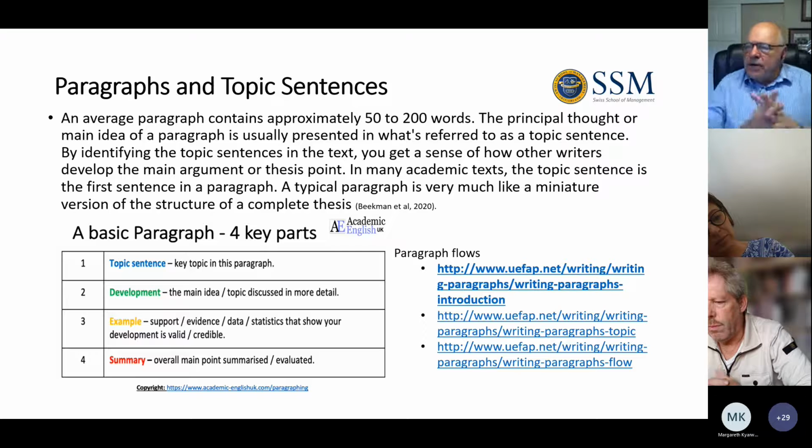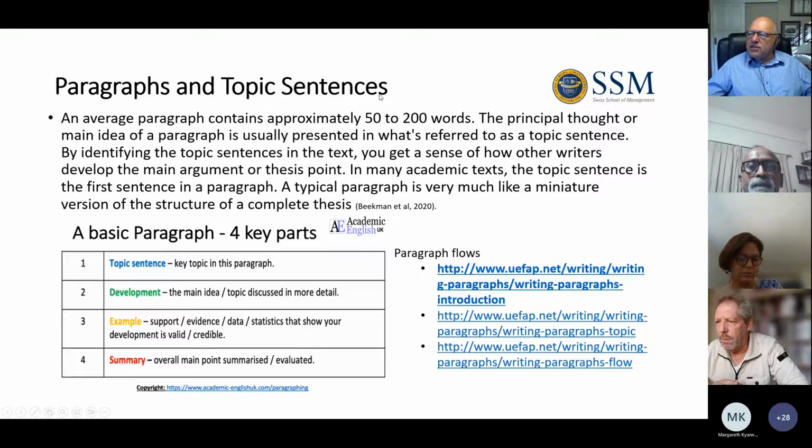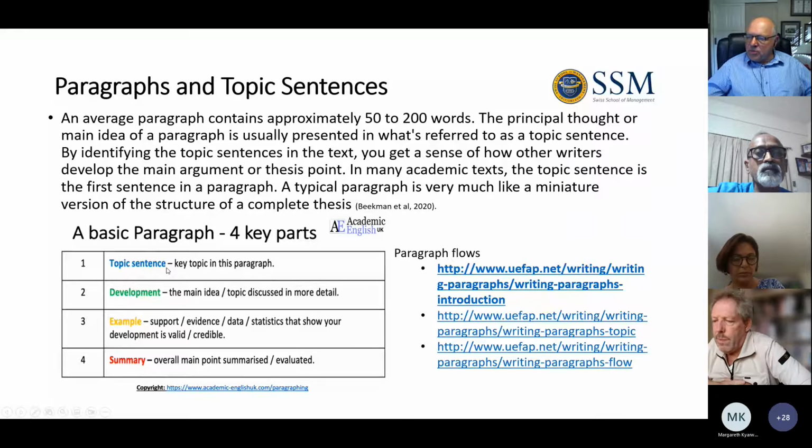A typical paragraph contains approximately 50 to 200 words. The principal thought or main idea is usually presented first. Again, this is not an absolute, I'm just talking in general terms. The topic sentence is in many texts the first sentence of the paragraph. As you can see here, there's the topic sentence, the key topic, then the development of the idea, examples, and then the summary.